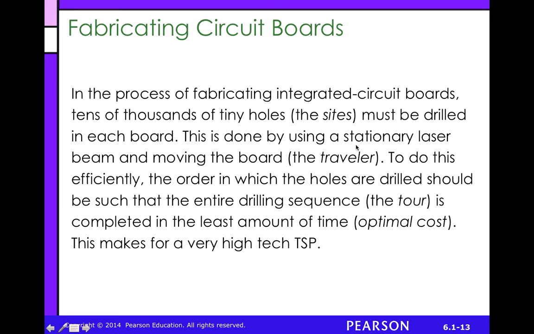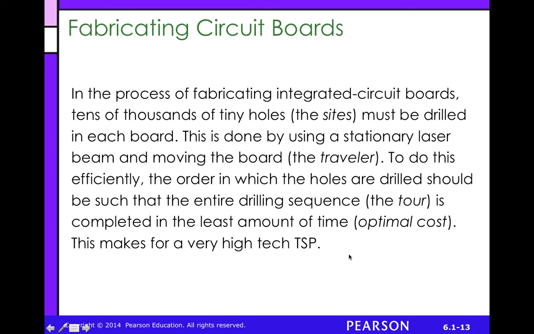This is an interesting one. In the process of fabricating circuit boards, tens of thousands of tiny holes must be drilled in each board. So if you think of each hole as a site, and the laser that drills the holes is the traveler, here again you have a traveling salesman problem. If you want your laser to drill all of these thousands of holes optimally or efficiently, the order in which the holes are drilled matters, right? The order in which the holes are drilled should be such that the entire drilling sequence, which now we're thinking of as the tour, is completed in the least amount of time.